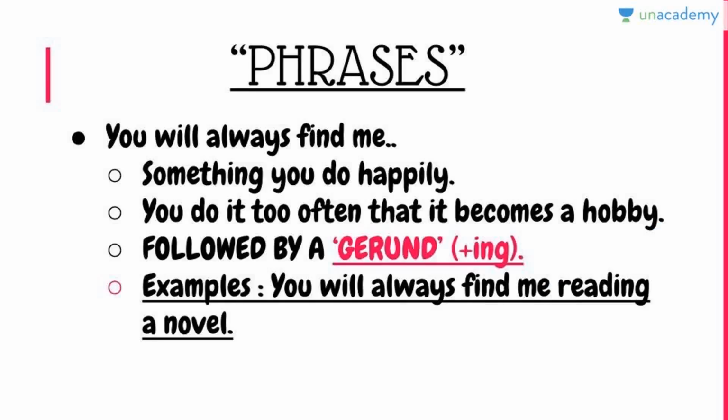Next is, you will always find me. Again, this is something you do very happily and enthusiastically. It is not just something you do on a regular basis, but it actually becomes your hobby. So you also use it when you want to express your hobbies. It is always followed again by a gerund. You say it like, you will always find me reading a novel. Whenever you are happy to do something and you do it a lot with full intention, you use, you will always find me.